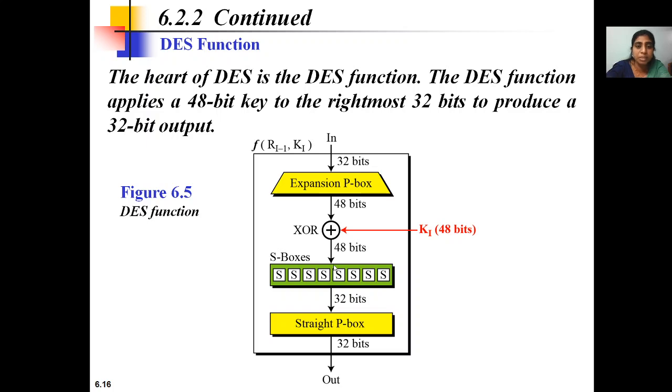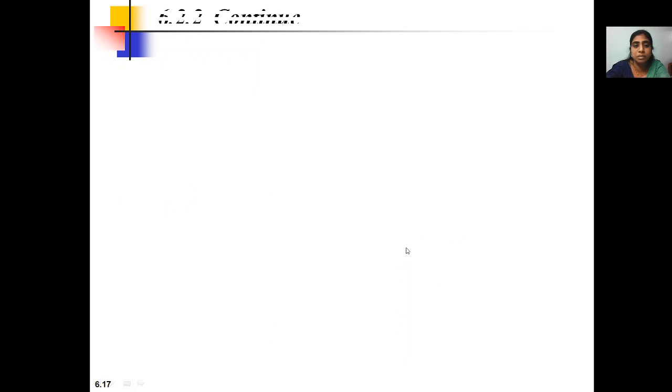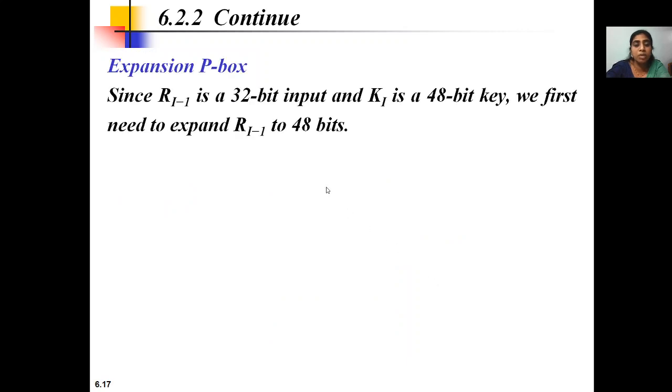Then these 48 bits are given to the S boxes, and from the S boxes we get a 32 bit output. From the 32 bits we directly place it again into the P box or permutation box, and we again do the transpose. Then we get the output as 32 bits. These output bits are again given to the XOR with the left side bits. So we are going to see here each operation that is performed in the round function.